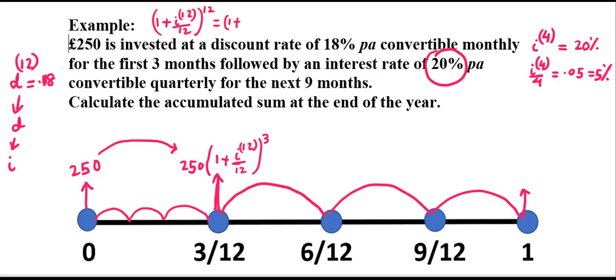That is 1 plus I, that is 1 minus D power minus 1, that is 1 minus D12 divided by 12, power 12 minus 1 is here, so power minus 12. But I want power 3 here, so I will keep power 3.